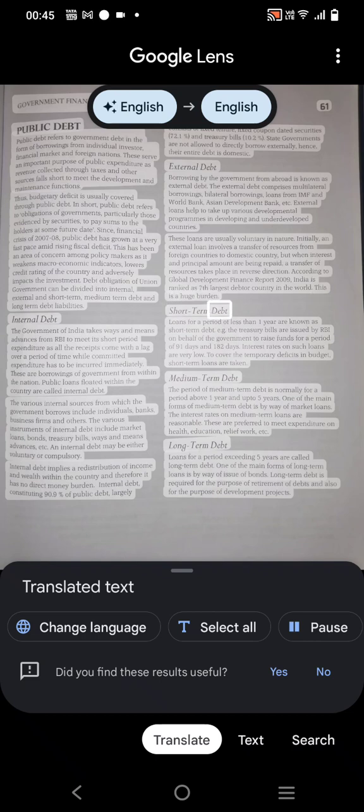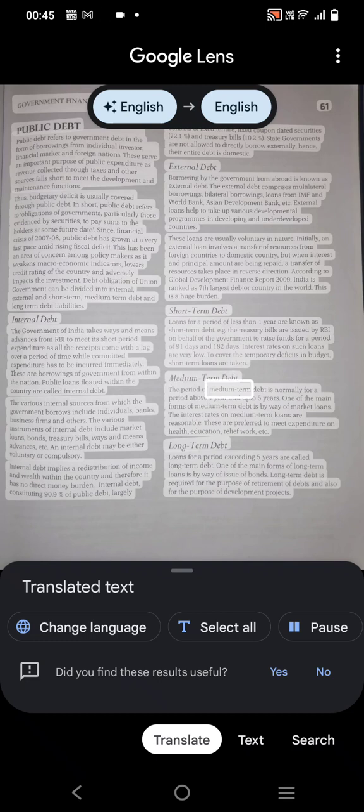Short-term debt. Loans for a period of less than 1 year are known as short-term debt, e.g. the treasury bills issued by RBI on behalf of the government to raise funds for a period of 91 days and 182 days. Interest rates on such loans are very low. To cover the temporary deficits in the budget, short-term loans are taken.